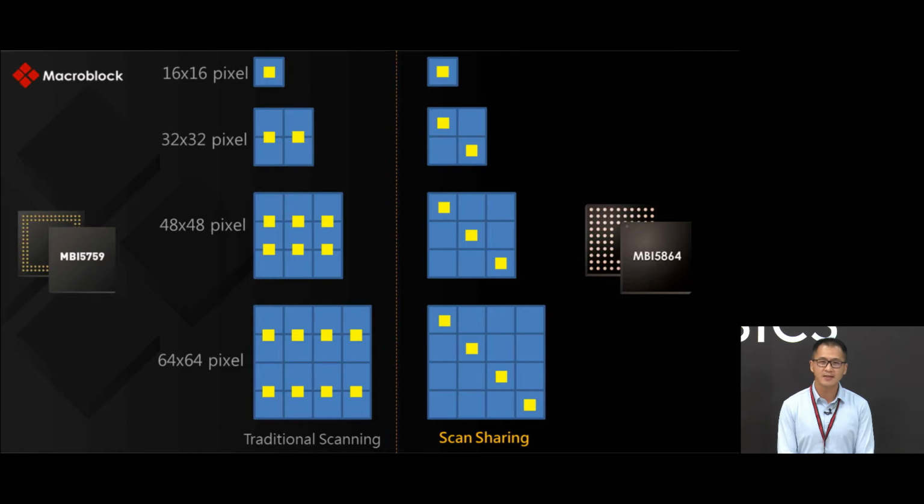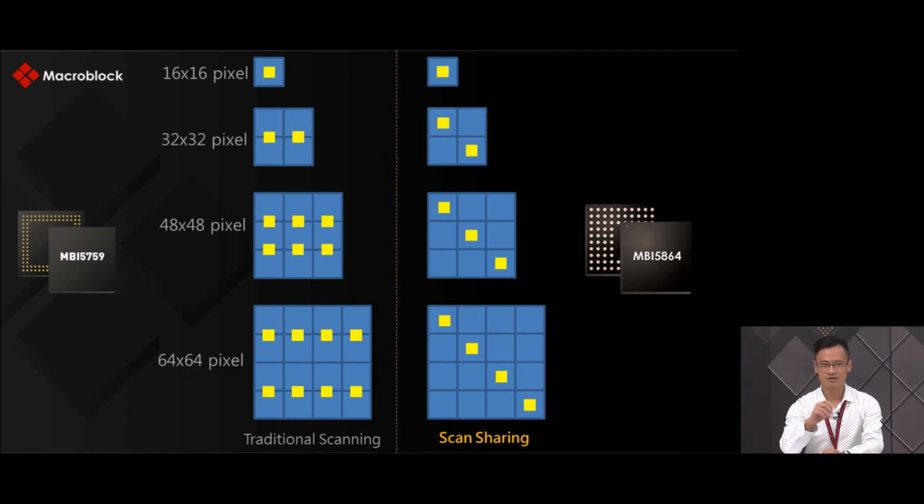From this slide, you can see the comparison between traditional scanning and scan sharing. Using traditional scanning in 64 by 64 pixel, it needs 8 pieces of MBI 5759. Using scan sharing, it only needs 4 pieces of MBI 5864. So, an LED driver with scan sharing technology only uses half the IC number compared with traditional scanning. Therefore, the advantage of scan sharing is to save IC numbers, getting more space on the PCB.